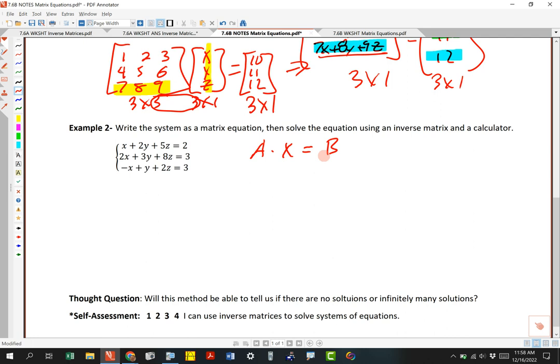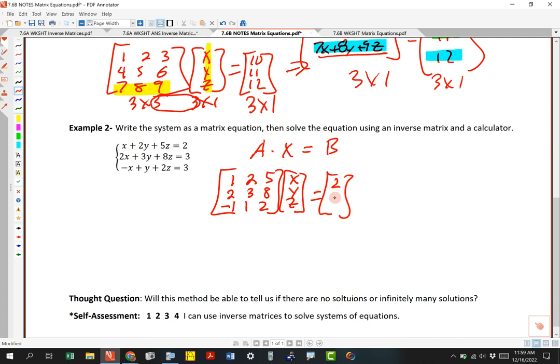And then you're basically going to throw it in the calculator. So the matrix equation on this one is 1, 2, 5, 2, 3, 8, -1, 1, and 2. Then we multiply by the column variable matrix. So that's going to be an x and a y and a z. And it equals that answer matrix, that answer column, 2, 3, and 3. So this is A, this is X, and this is B.